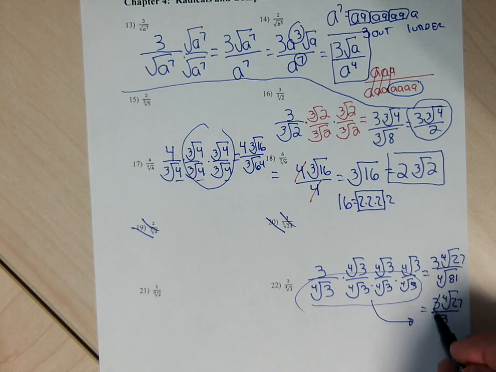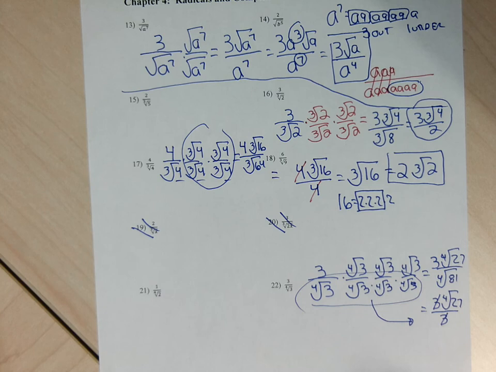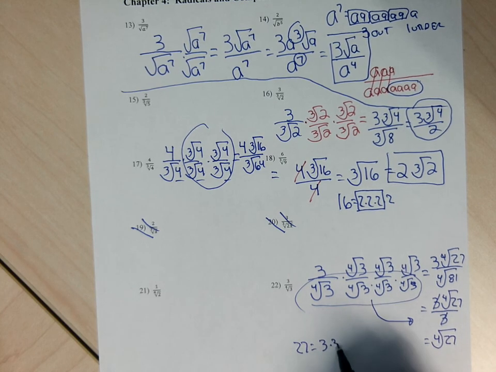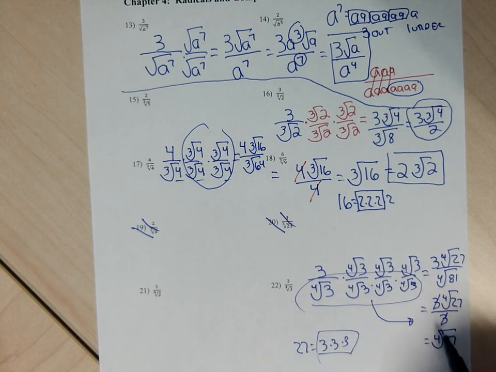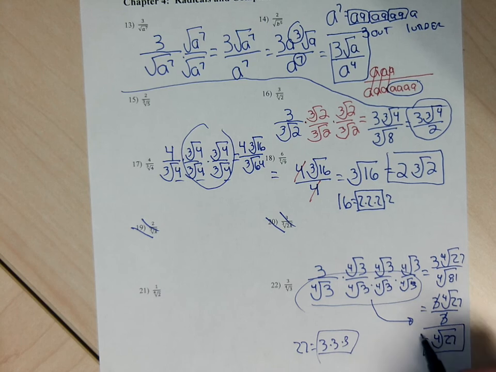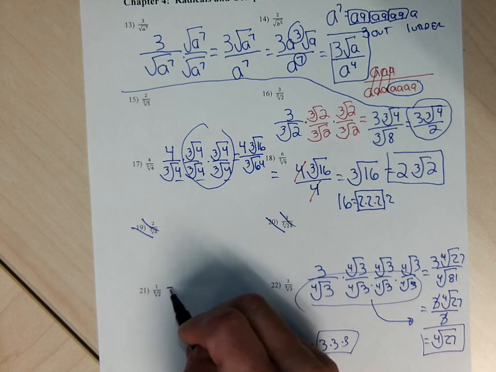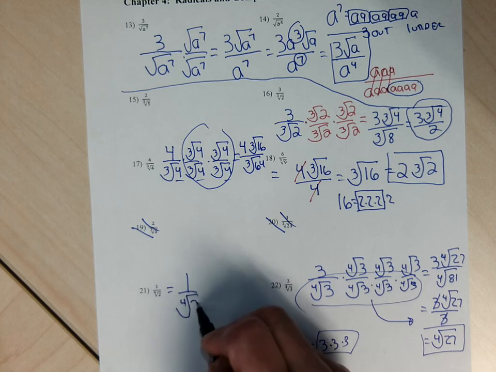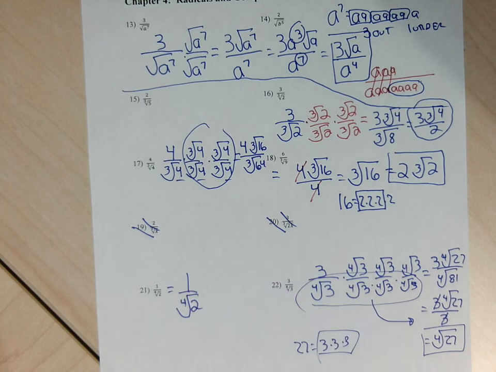The 3's are going to cancel. The 3 in the numerator that was in front of the radical will cancel with the 3 in the denominator that the radical reduced to. And the 4th root of 27 doesn't reduce because in a 4th root you need 4 of a kind, and I don't have 4 of a kind. So for 22, that's just going to be my answer. For what it's worth, if it's not readable, problem 21 is 1 over the 4th root of 2.